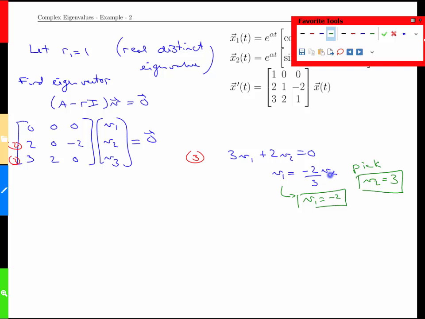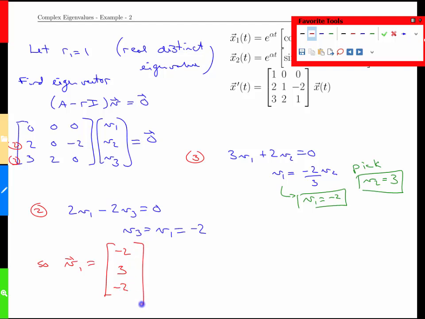Again, we can always choose one of these arbitrarily because one of the equations isn't constraining v1, v2, v3. We can then go back and take a look at equation 2, which tells us that 2v1 minus 2v3 equals 0, and v3 then is going to equal v1, which we said was negative 2. So eigenvector 1 is going to be negative 2, 3, and then v3, which is negative 2 again.